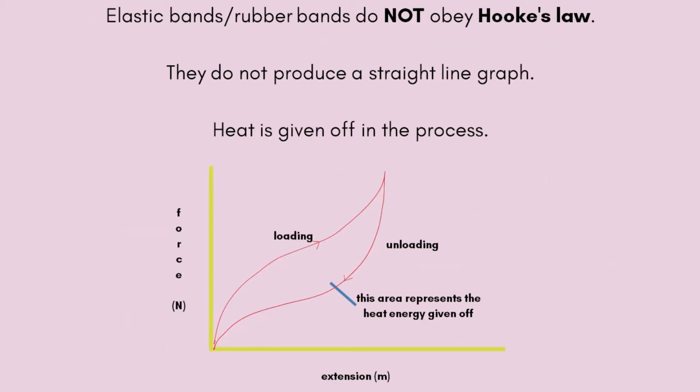Elastic bands or rubber bands do not obey Hooke's law. They do not produce a straight line graph, and heat is given off in the process. This is a graph that is produced by elastic bands.